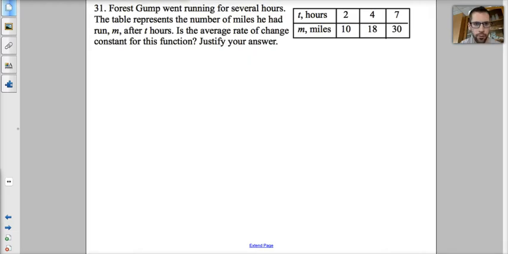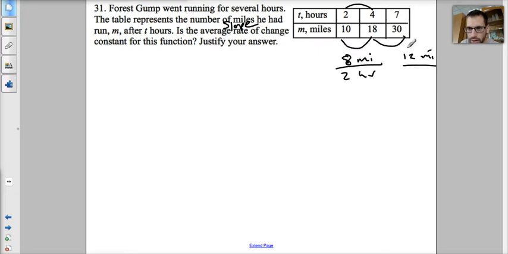All right, here we have Forrest Gump is running for several hours. The table represents the miles he's run after t hours. Is the average rate of change constant? So average rate of change is just my slope. So let's see if the slope is constant. For the first interval, he goes from 10 to 18, so he's going 8 miles, and it has taken him 2 hours because it's going from 2 to 4. The next interval, he's going from 18 to 30, so that is 12 miles, and it takes him from 4 to 7, so that is 3 hours.